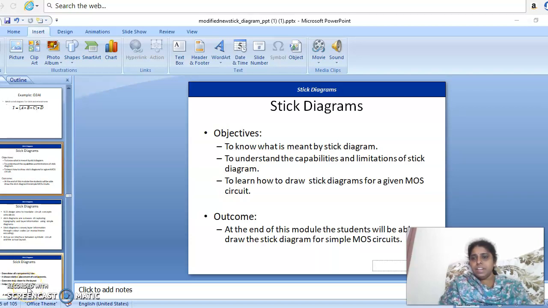Hi everyone. In this video I am going to discuss stick diagrams, a very important part of VLSI design. From the schematic we will get the stick diagram. From the stick diagram we will draw the layout. So let us go into the details of the stick diagrams.